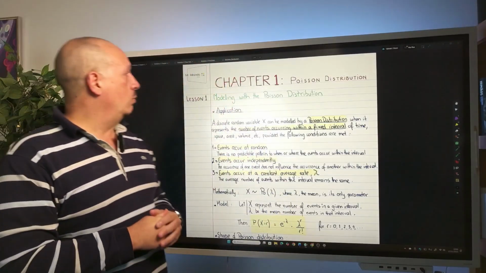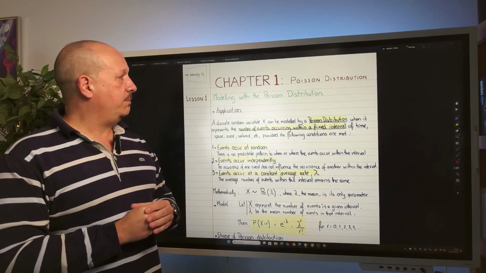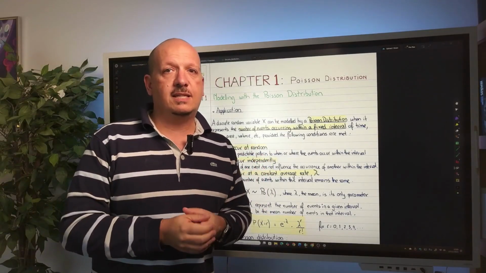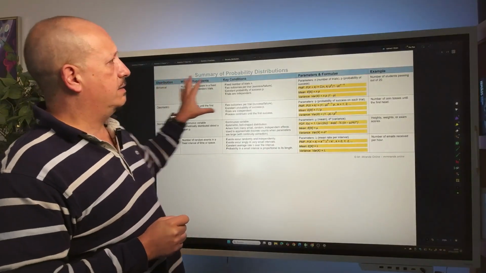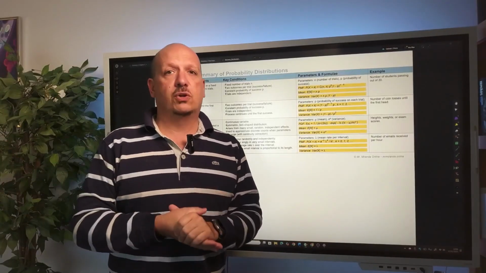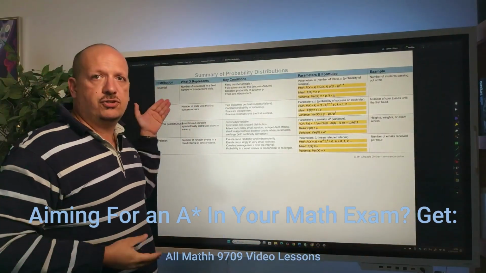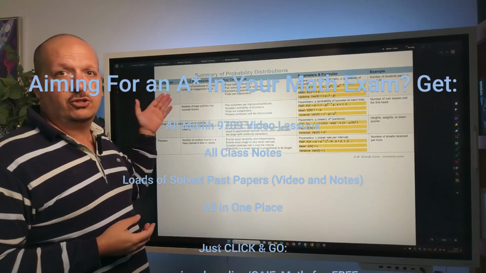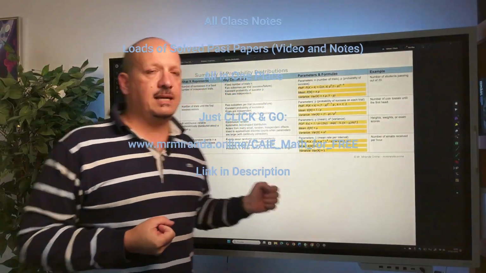So we're going to start with the modeling of the Poisson distribution and how it can be applied, in what circumstances it can be applied. I created this small table that you can download in your resources in the course. It tells you lots of things about the different distributions that you've learned, the binomial, the geometric, and the normal distribution that you learned last year, what X represents, the conditions, the parameters, and an example.